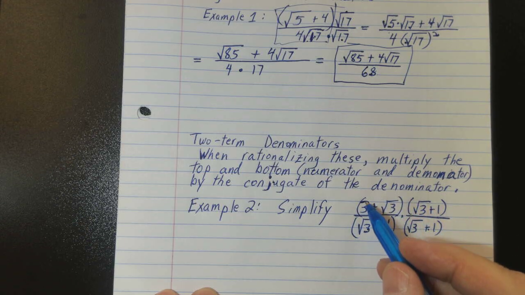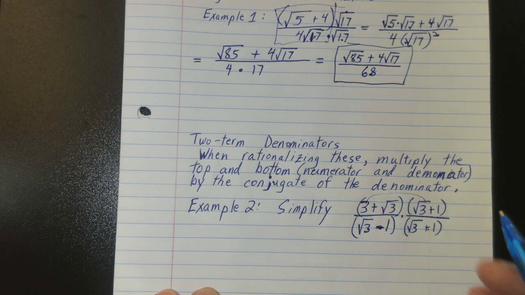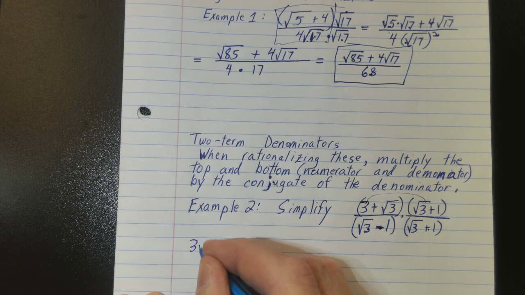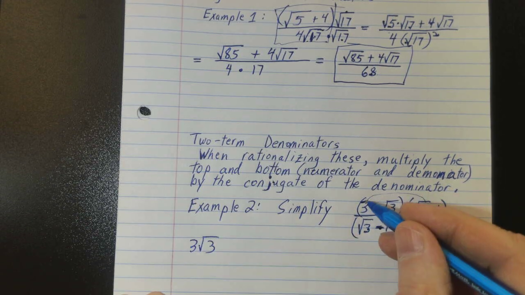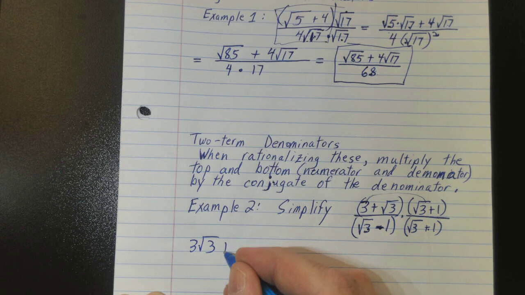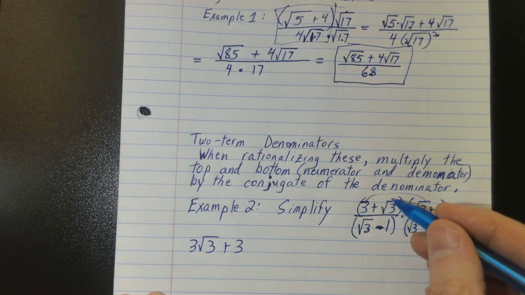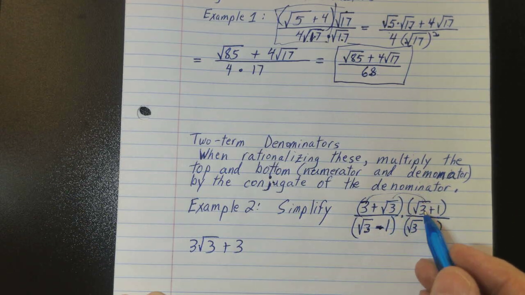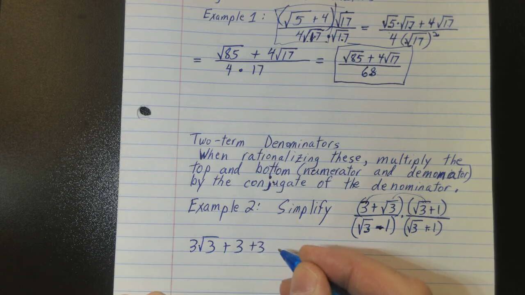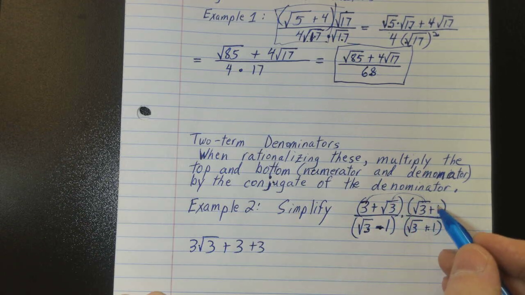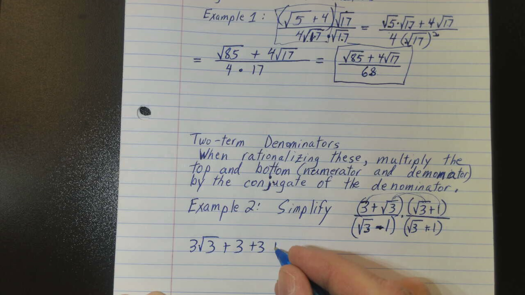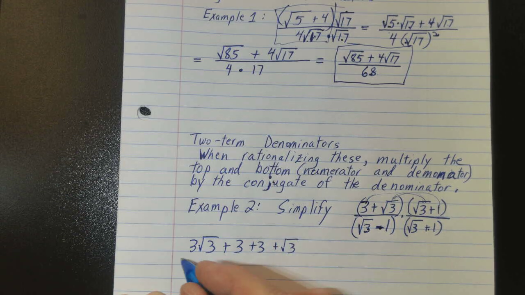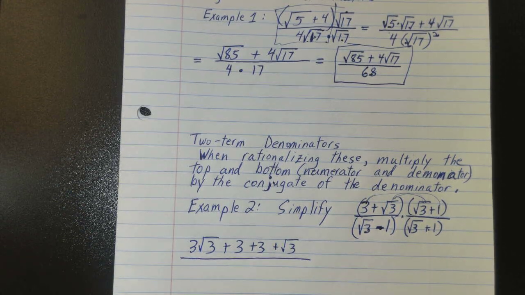Okay? Now I'm going to FOIL the top. First, 3 radical 3 outside, 3 times 1 plus 3 inside. Square root of 3 times the square root of 3 is 3. And last, square root of 3 times 1 is the square root of 3. I'll simplify that here in a second.